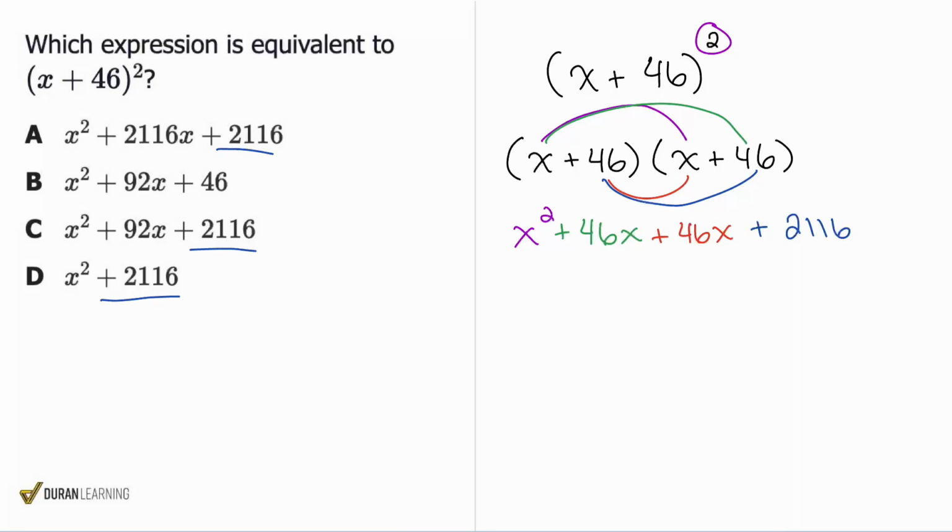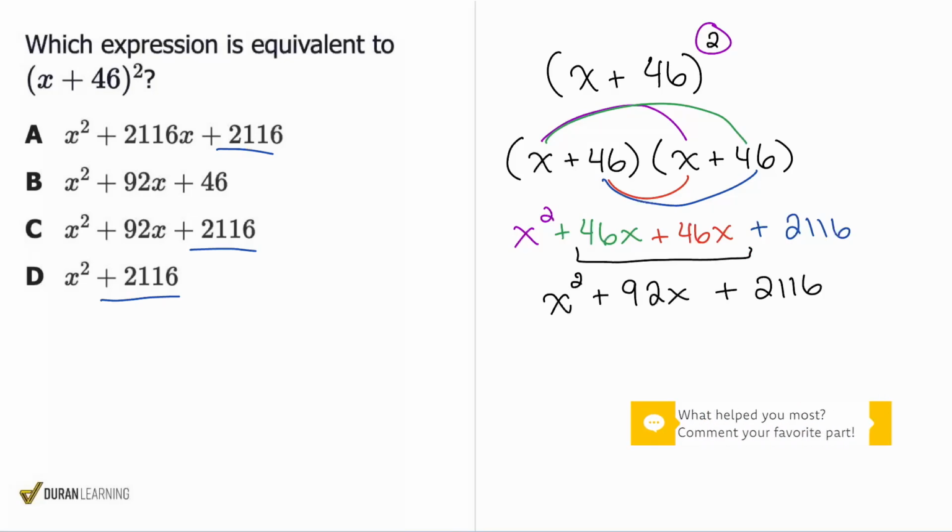So lastly, all we need to determine is what 46x plus 46x is. And that's just adding 46 times 2, or 46 plus 46, and that's just 92. So we have x squared plus 92x plus 2116, and that makes our correct answer for this one, answer choice C.